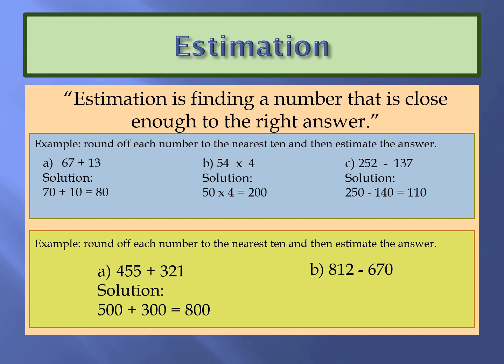Now look at the other example. Example B. Quickly round off 812 to the nearest 100. It will become, yes, 800. And when you round off 670 to the nearest 100, it becomes 700. Very good. So now let's subtract 700 from 800. Simply 100 is the answer.